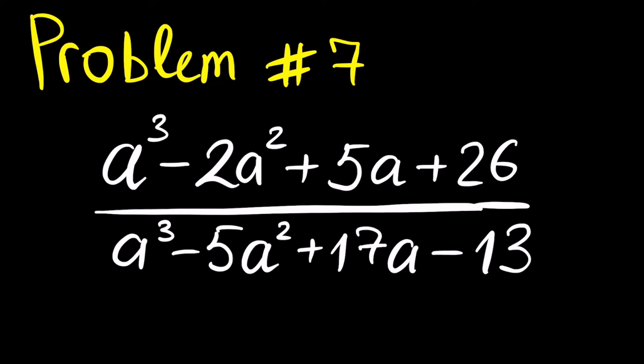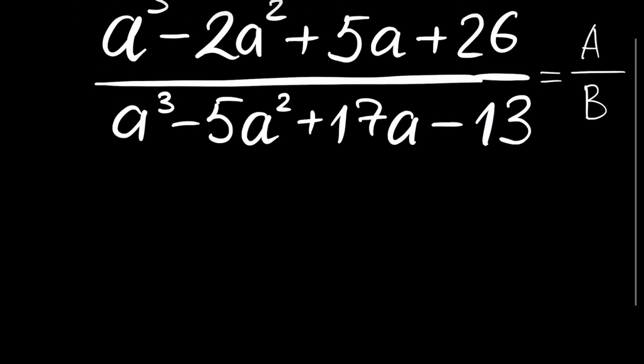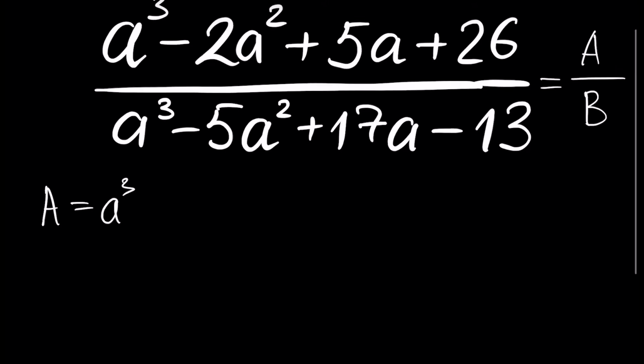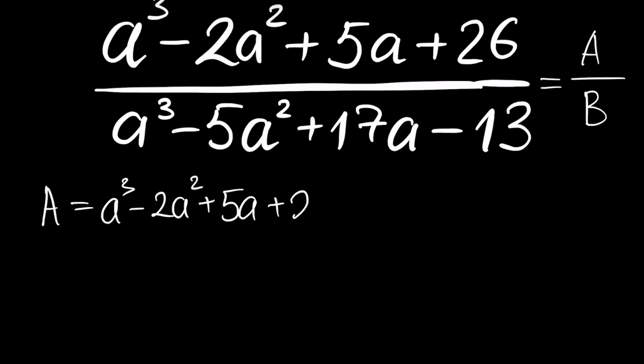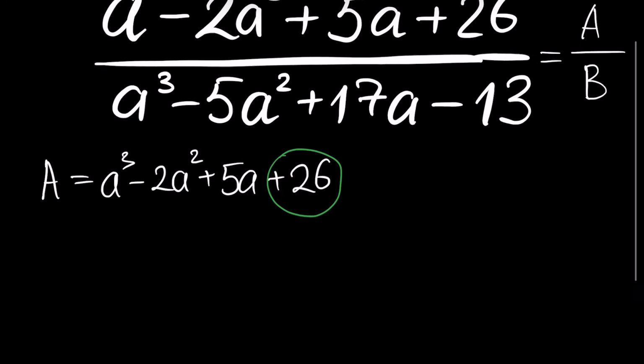First of all, let's denote our algebraic fraction as a divided by b and rewrite our polynomial a, which is a cubed minus 2a squared plus 5a plus 26. Now, from the result which follows from Bezout Theorem, we know that any root of our polynomial must divide free member 26. And we can check, it can be plus minus 1.